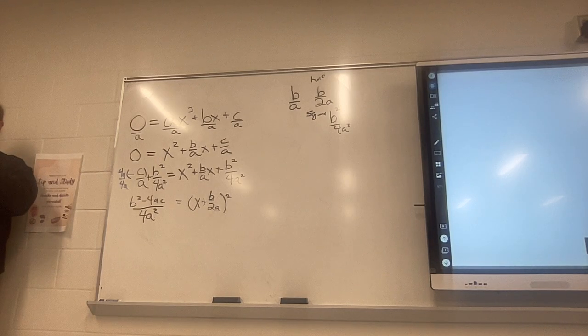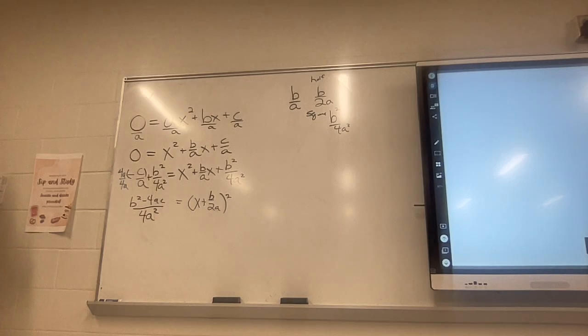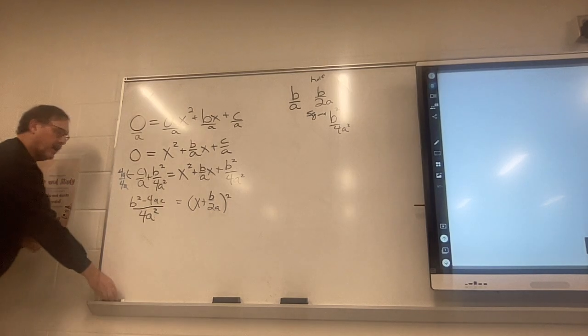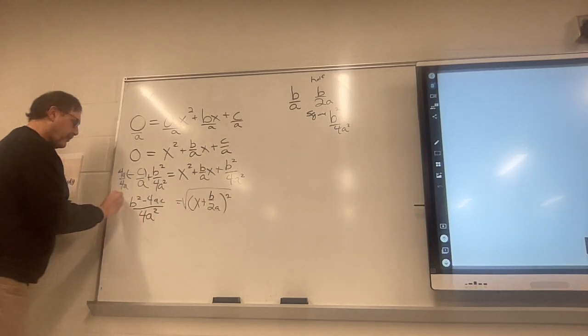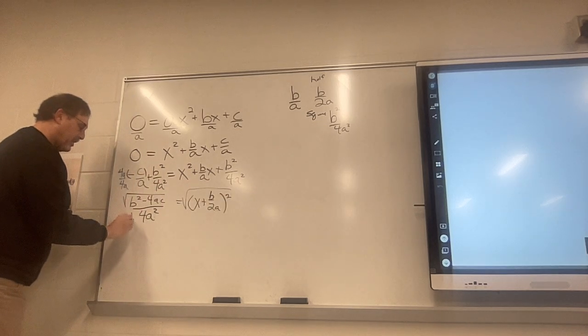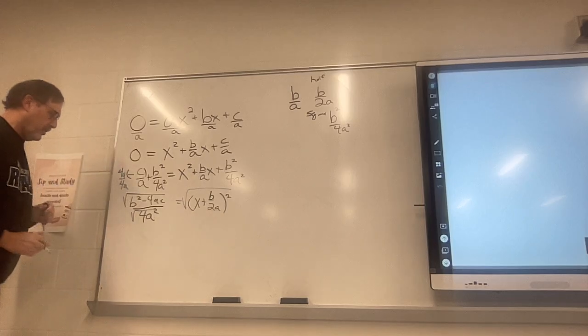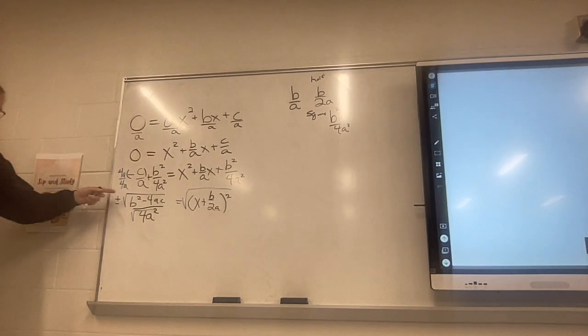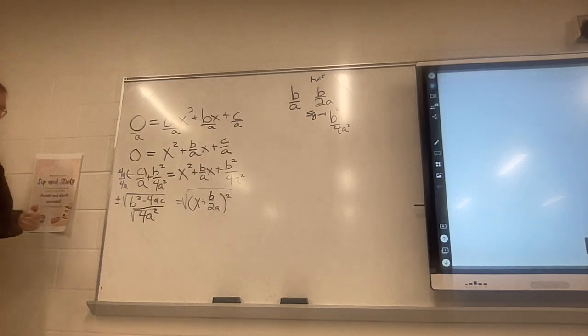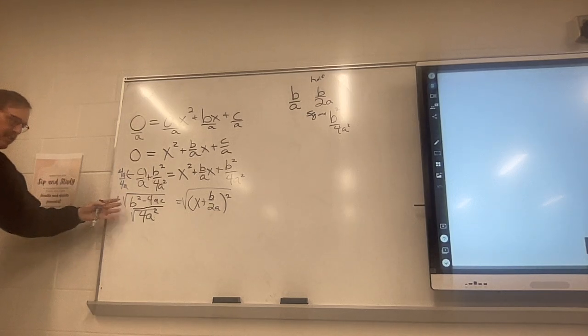Does anyone see it yet? Do you know what I'm going to do? I'm going to square root both sides. To get rid of this squared, I'm going to square root it. And just for fun, I'm going to square root the top and the bottom because I can just break it into 2. And I'm going to put a little positive negative sign on top of it because it could be like if I get 3 or negative 3. I could put it on the bottom, but that would just be too redundant.